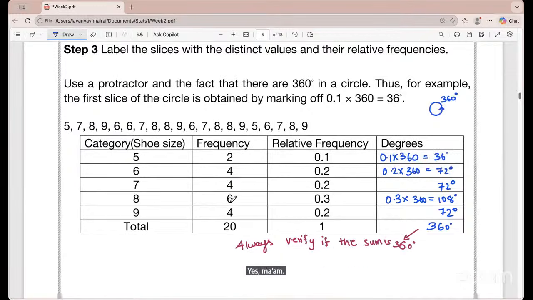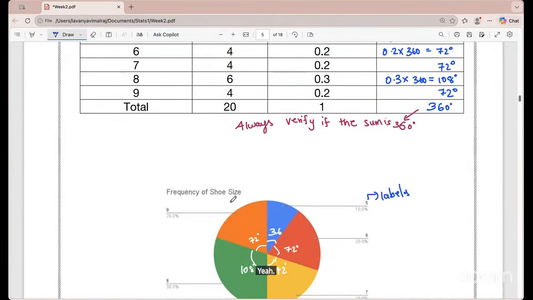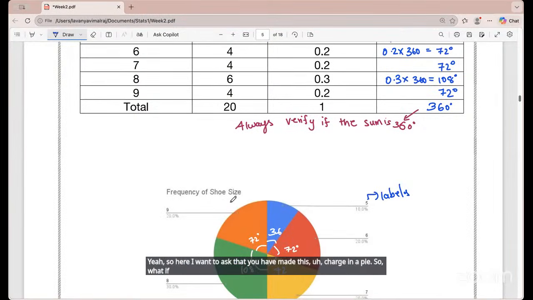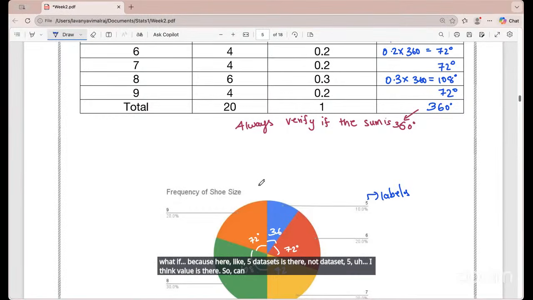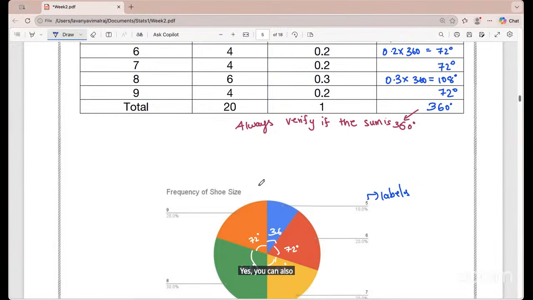Here I want to ask: you have made this chart as a pie chart, but because there are 5 distinct values, can't we make it as a line chart? Yes, you can also make a bar chart, that is also possible. But a line chart? Why do you want to make a line chart here?